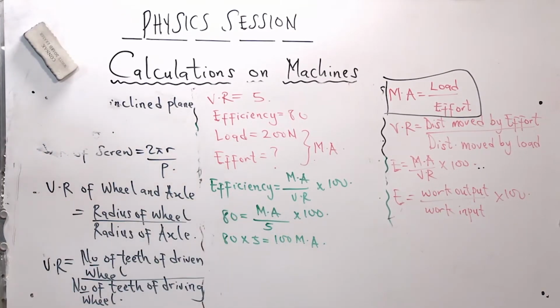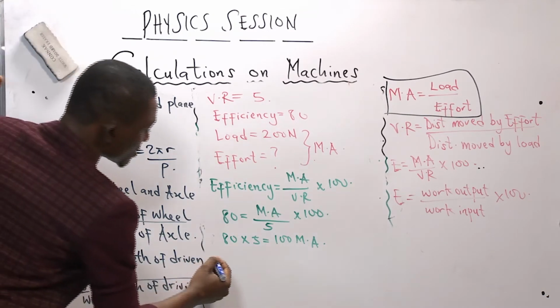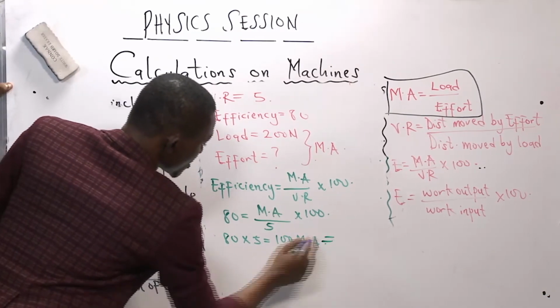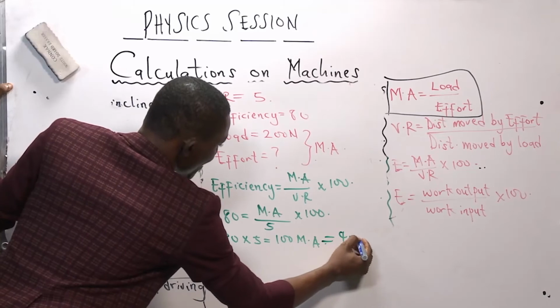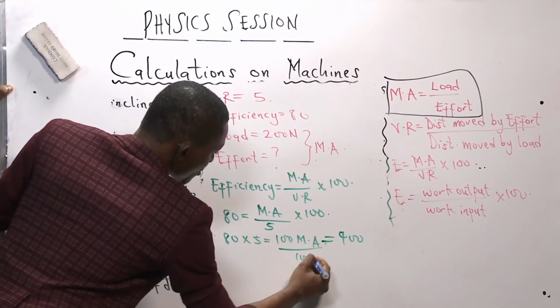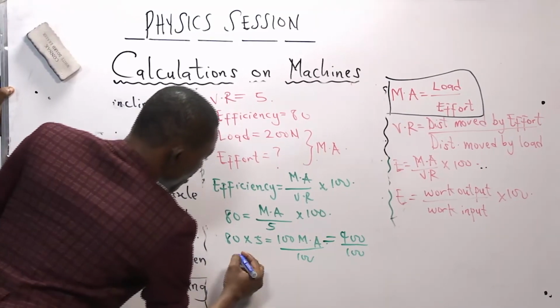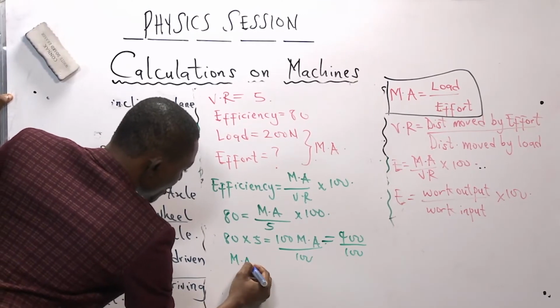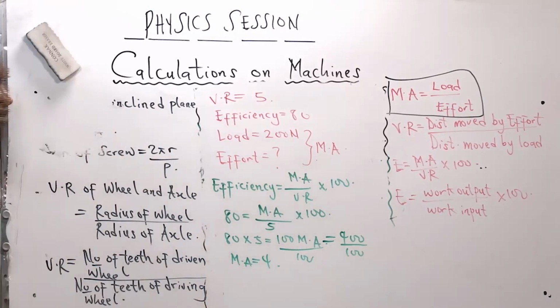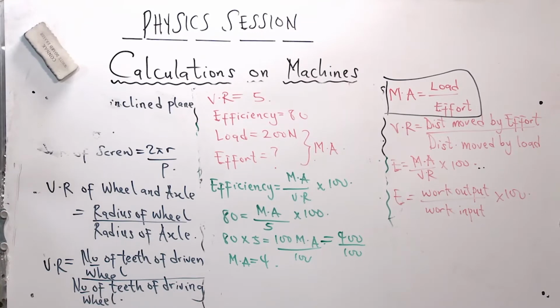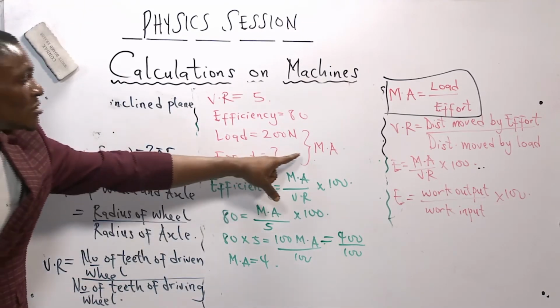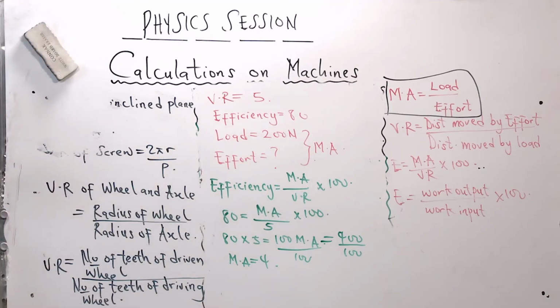And if I divide both sides, 8 times 5 is going to give us 400, right? So dividing both sides by 100, my MA is going to be equal to 4. Yeah. And if our MA is equal to 4, we can proceed now to calculate our effort.